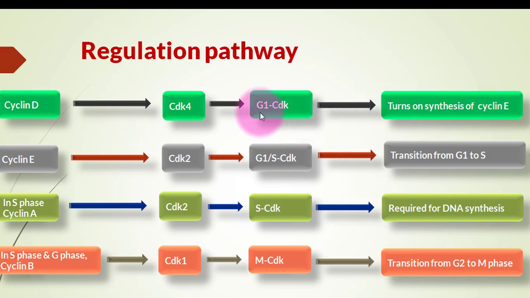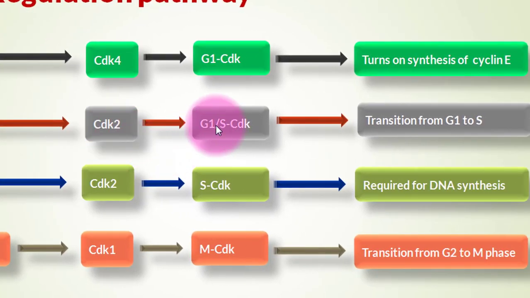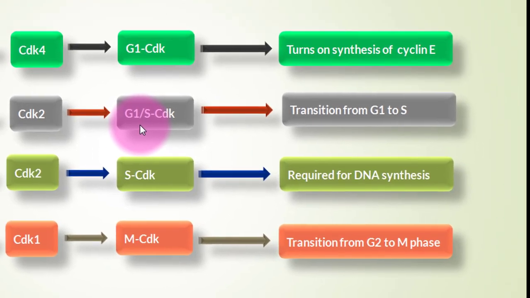Now the cell in the G1 phase, after the formation of this complex, starts to activate the transcription factor responsible for the transcription of the cyclin E gene. So the cell will synthesize cyclin E, and now cyclin E is present in the cell. This cyclin E will bind to cyclin-dependent kinase 2 to form a G1 S-CDK. When this complex increases to a certain limit, it triggers the transition of the cell from late G1 to S phase.